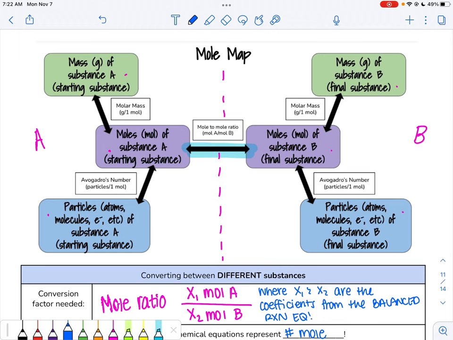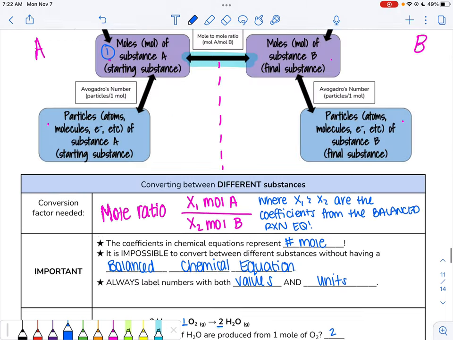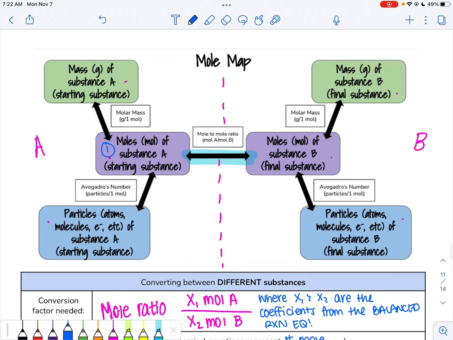So I'm starting out with moles of some substance. Let's call O2 our substance A because that's our known substance. That means on the mole map, I'm starting at this location. I have moles of one substance. The question is asking me to find moles of a different substance, which means I'm now working in substance B. I'm getting to moles of H2O. That would put me right here on the mole map.